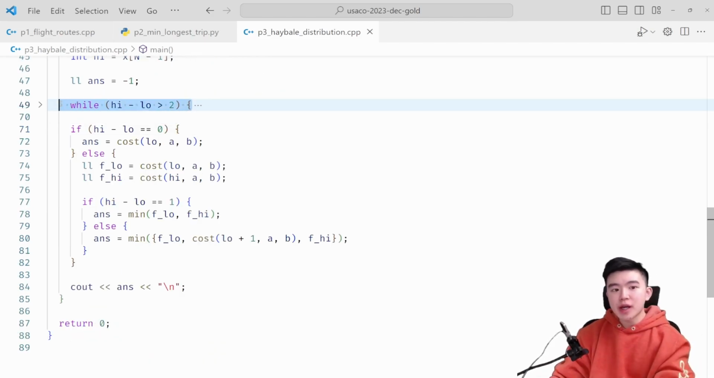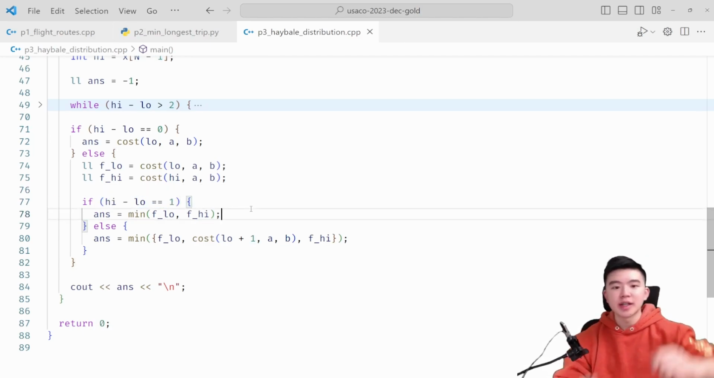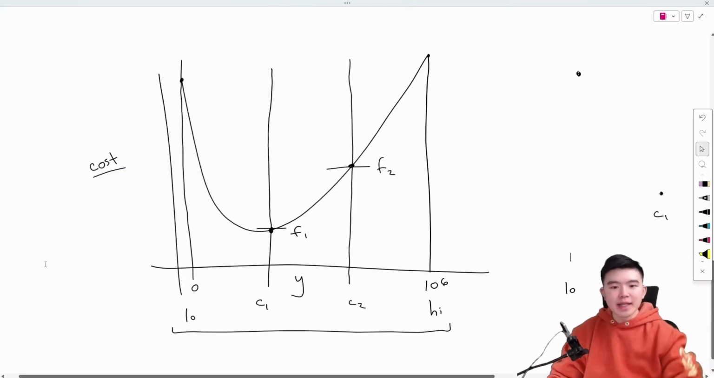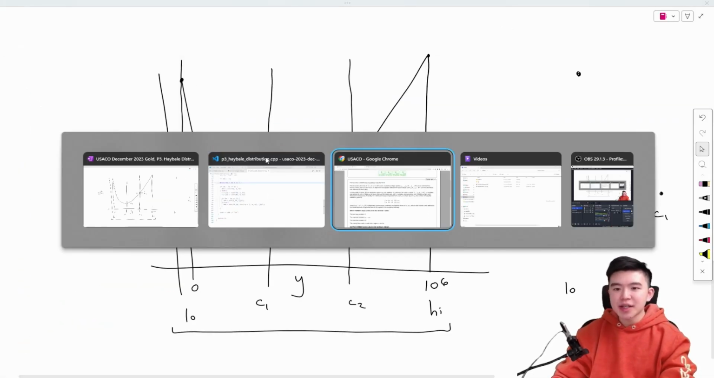After this while loop is done, we're going to have high and low, which are the endpoints of our range. Either they're going to be the same number, in which case we have our answer, or they're going to be separated by exactly 1, in which case we can just evaluate the function at both of these points and see which one is lower. So that entire ternary search is going to take log base 3 halves of this entire range, which is 0 to 10 to the 6, and let's actually see what that value is.